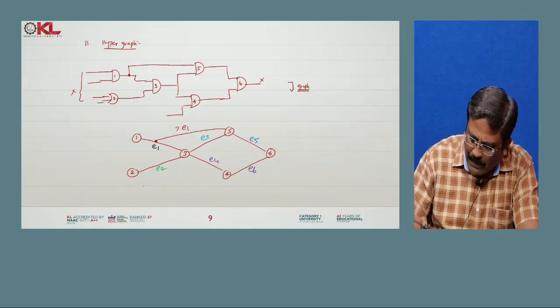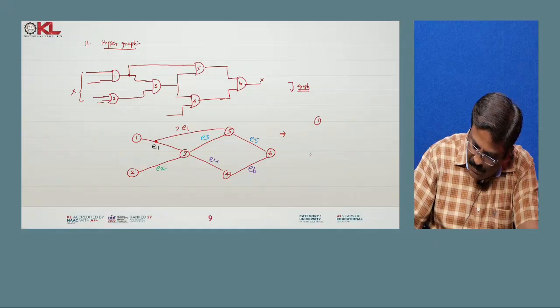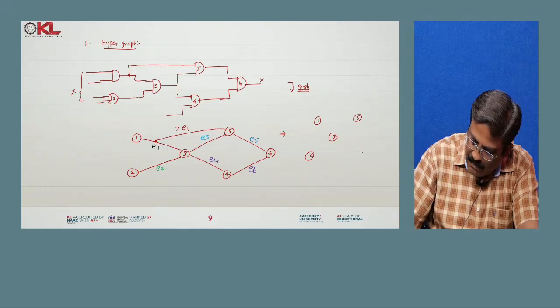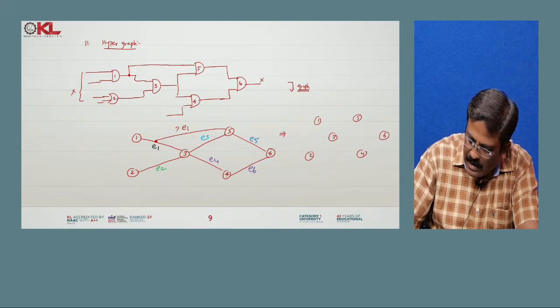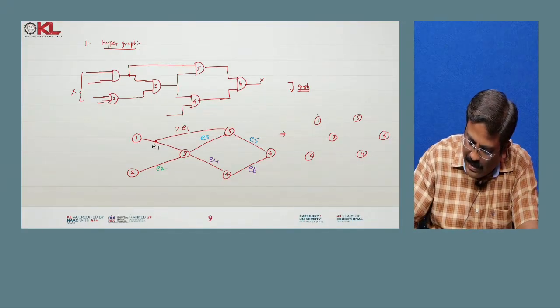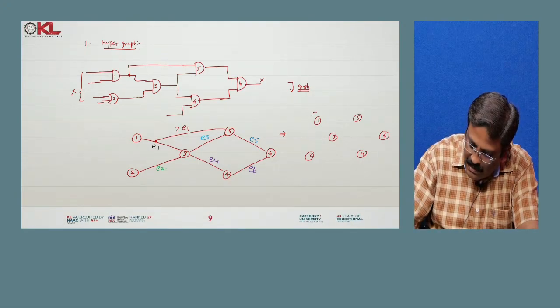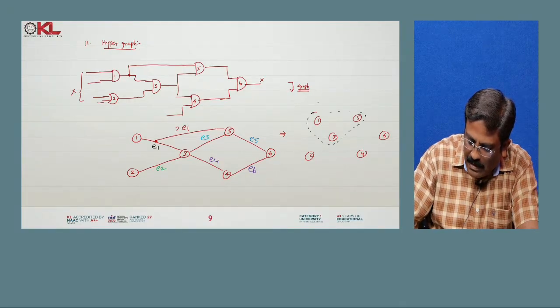So how can we represent the hypergraph in terms of edges? We have 1, 2, 3, 5, 4, 6. Here 1, 5, 3 is connected with edge 1. So 1, 5, 3 is connected with what? Edge 1.